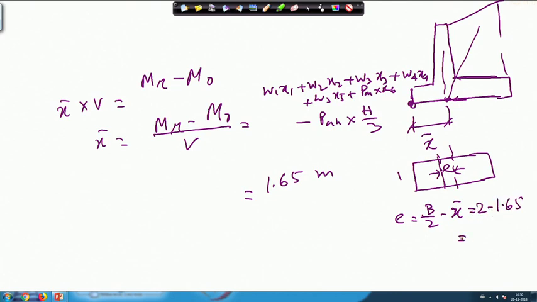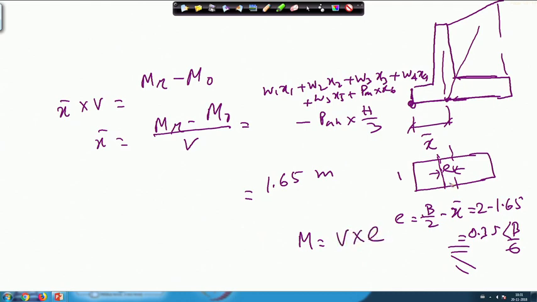So, that is actually equal to 0.35. While doing bearing capacity we mentioned that, to satisfy no tension in the foundation, this has to be less than B by 6, and that is also satisfied. Now, when a vertical load acts eccentrically, there will be a moment equal to V multiplied by E.